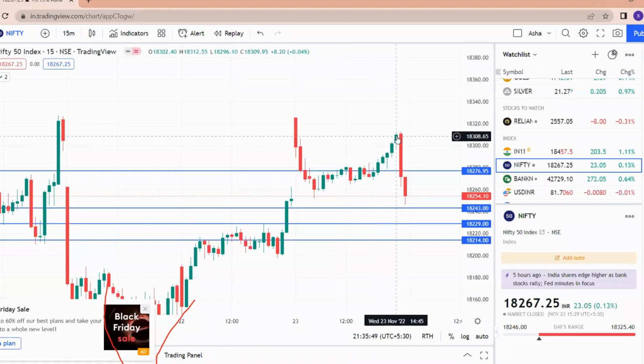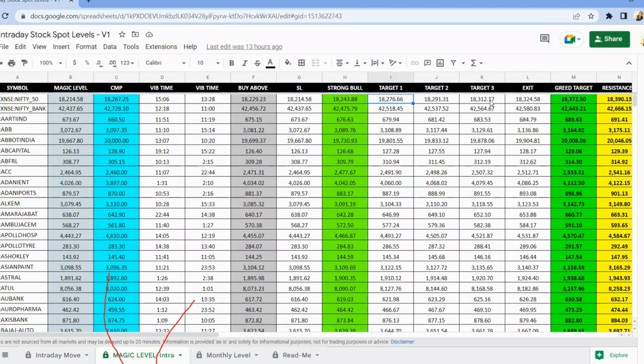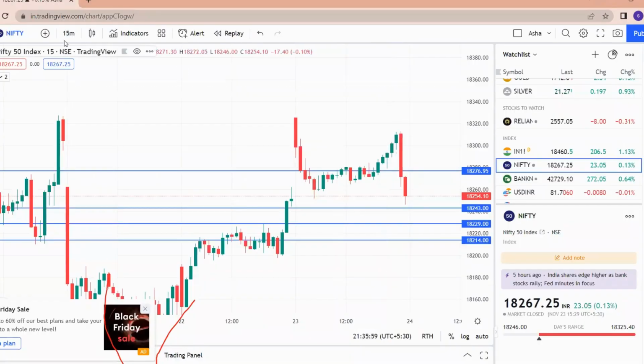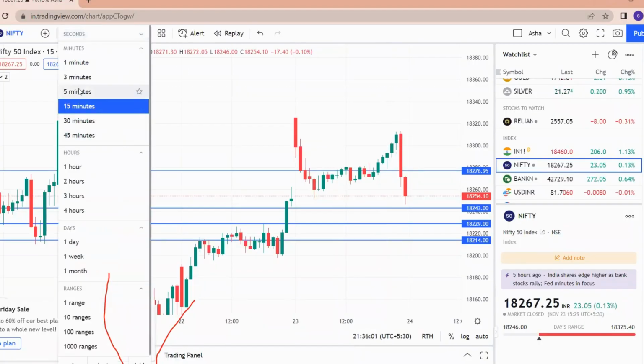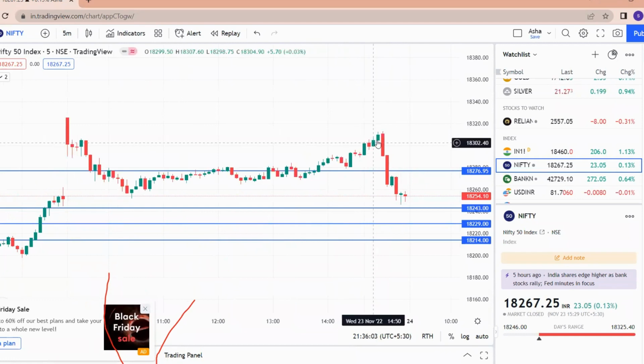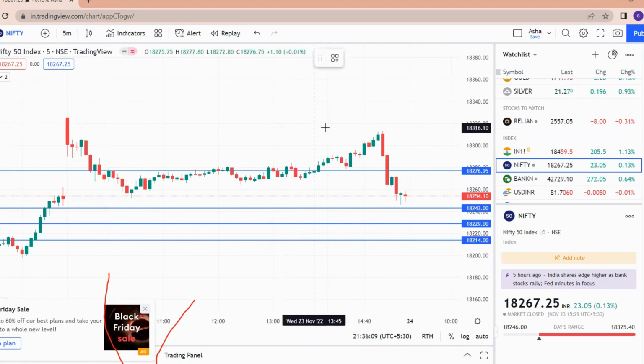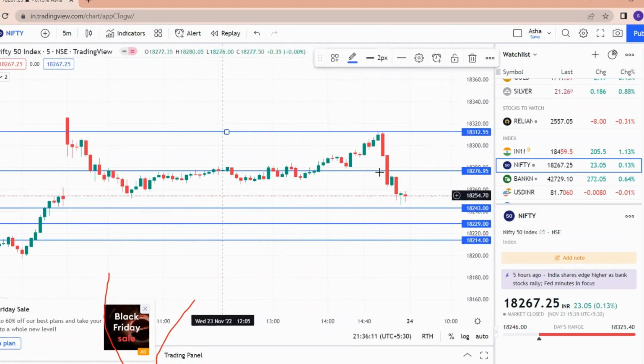आज का हाई देखिए, दिस वाज द हाई, exactly 18,312.55 is from where it reversed. 18,312 was your target 3. 18,312 के ऊपर मार्केट नहीं जा रहा है, आप 5 मिनट्स में जाओगे तो आपको वो भी दिख जाएगा। दिस वाज क्लियरली योर रेसिस्टेंस लेवल 18,312.